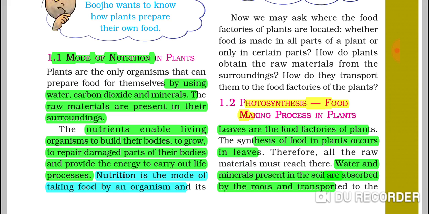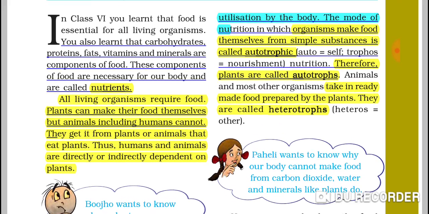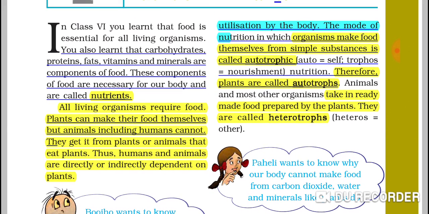Now, what is nutrition? The definition of nutrition is the mode of taking food by an organism and its utilization by the body. So, what is nutrition? Nutrition is the mode of taking food by an organism and its utilization. So first we have done the definition of nutrition.